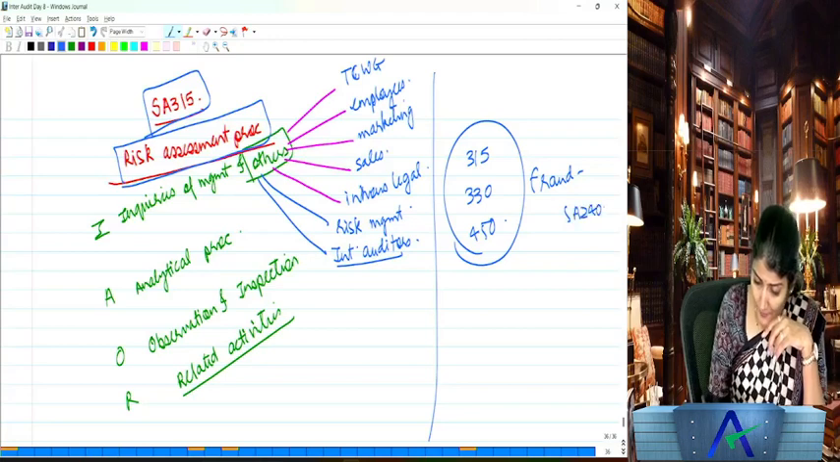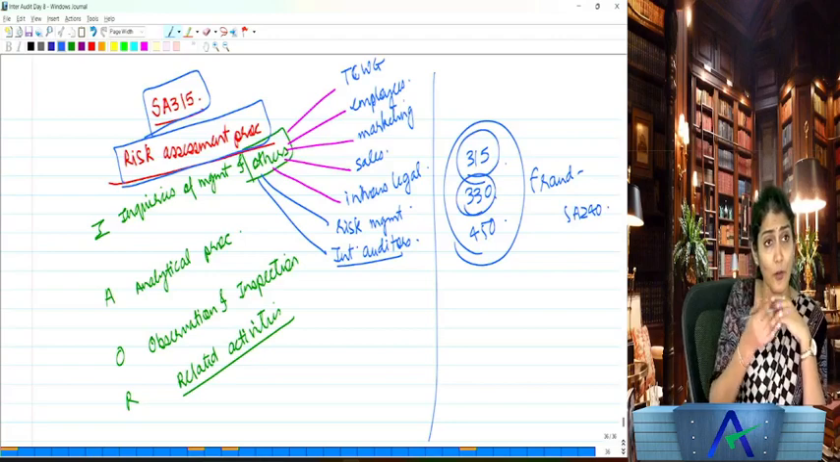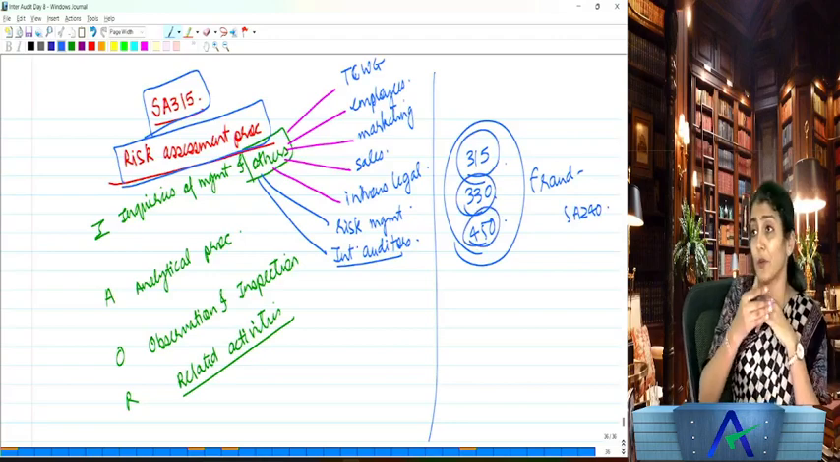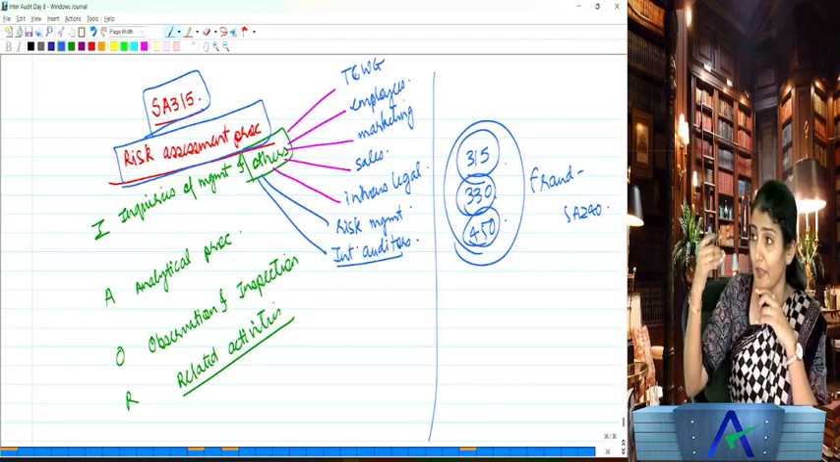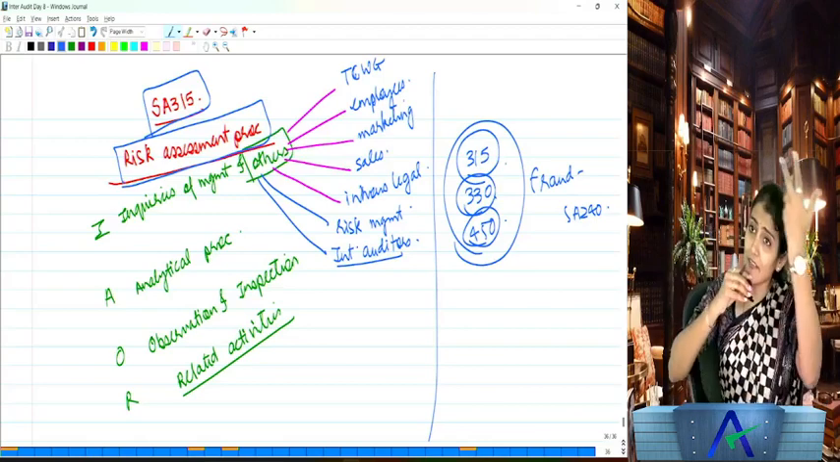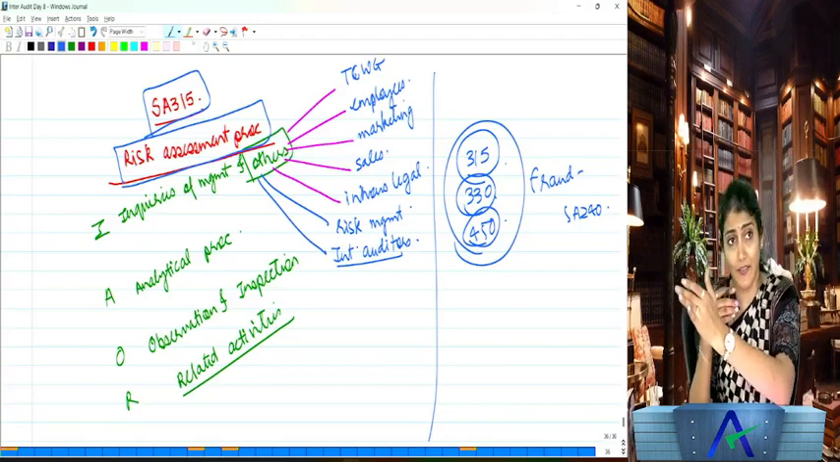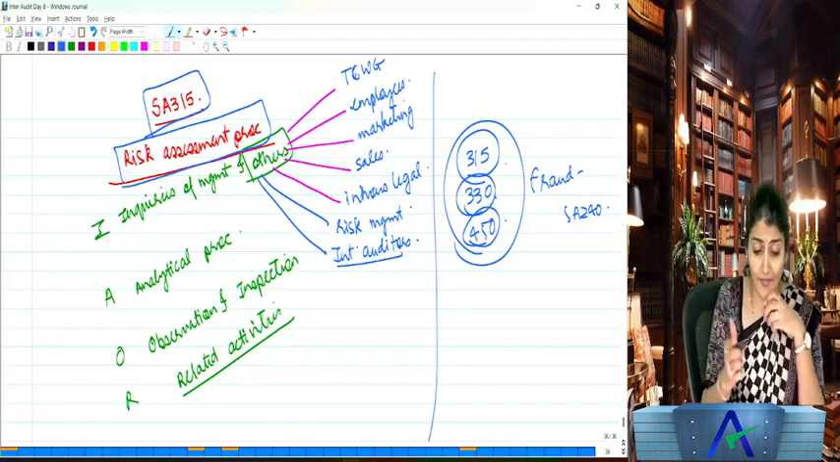That means I am going to talk about the risk assessment procedures. I am going to talk about the responses, and that also talks about the evaluation of the misstatements. Are you understanding that? Right? Because is it covered in 315, 330? Yes, but specifically we also cover it under 240. Are you understanding that? Okay.